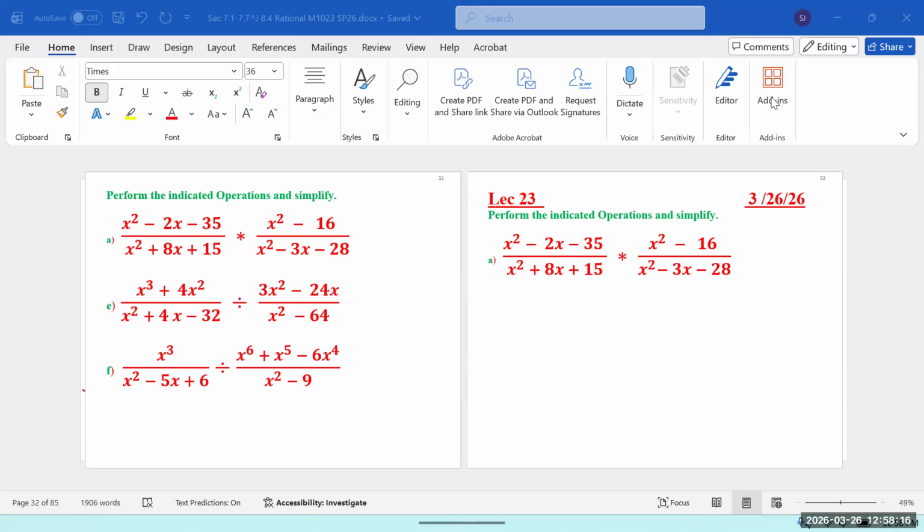On Brightspace, under the review sheet panel, when you go to Brightspace, under the review sheet, on the left panel, it says review sheet. Click on that, and you're going to see exam 3 review sheet.